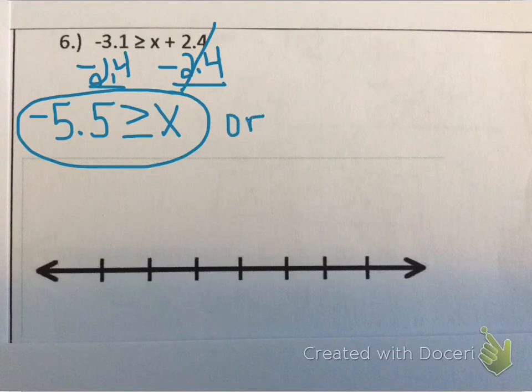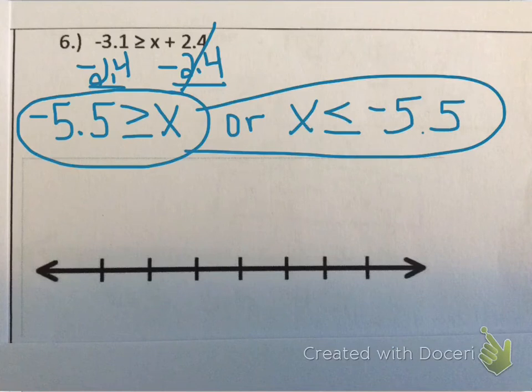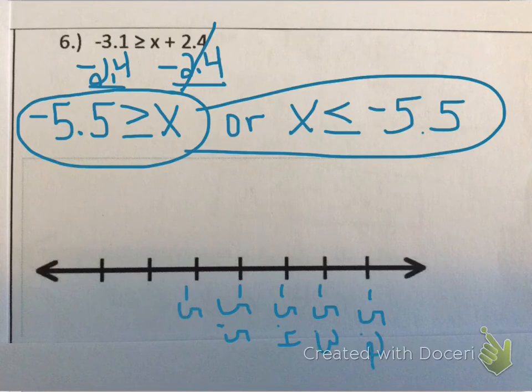If you want to write it with your variable on the left, x is, read it backwards, less than or equal to negative 5 5/10. Okay, and you're going to graph that. I have a negative, this is going to be tricky for me to graph. We have negative 5 5/10, and a negative 5 4/10, a negative 5 3/10, negative 5 2/10. And this way would be a negative 5 6/10, negative 5 7/10, negative 5 8/10.